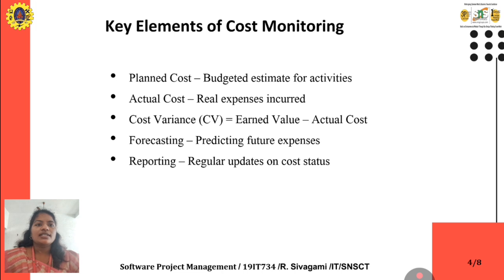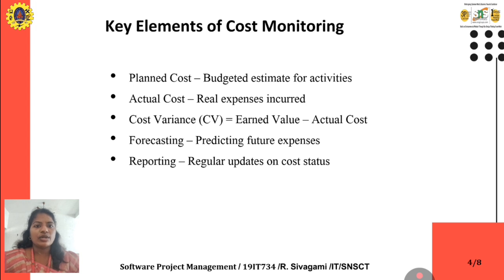And then the next one is the key elements of cost monitoring. What is meant by key elements? Planned cost. I already said, before we start our project we should plan the cost of that project. It is the budget estimate for every activity. And then the actual cost, the real expenses. After the completion of that project we know how much we spent on it. This is the real expense.